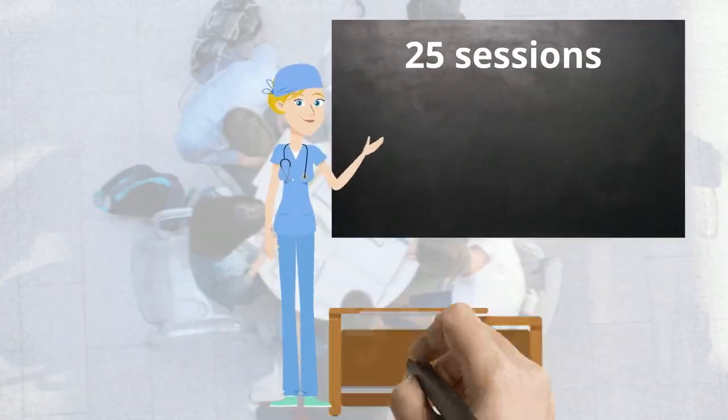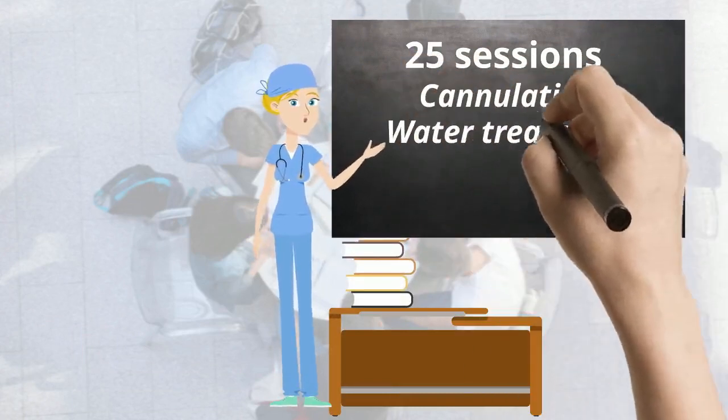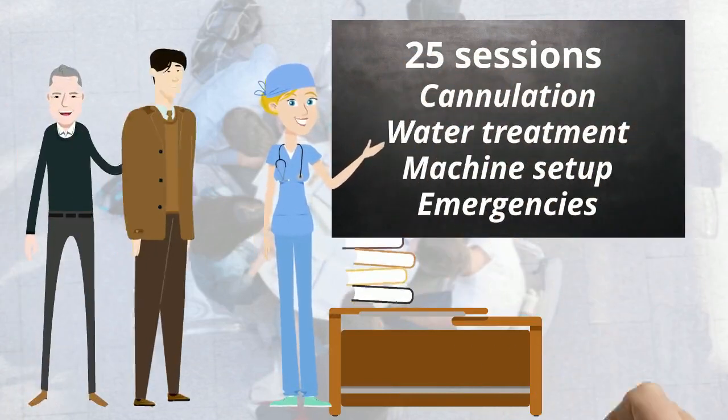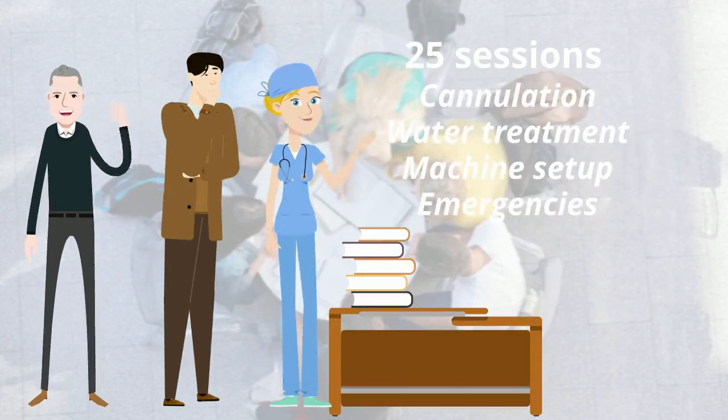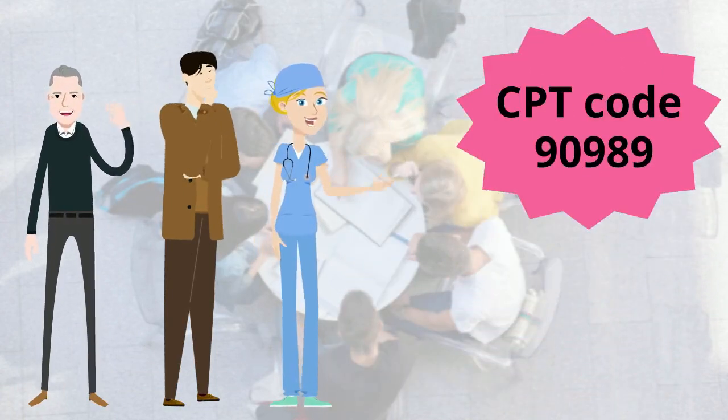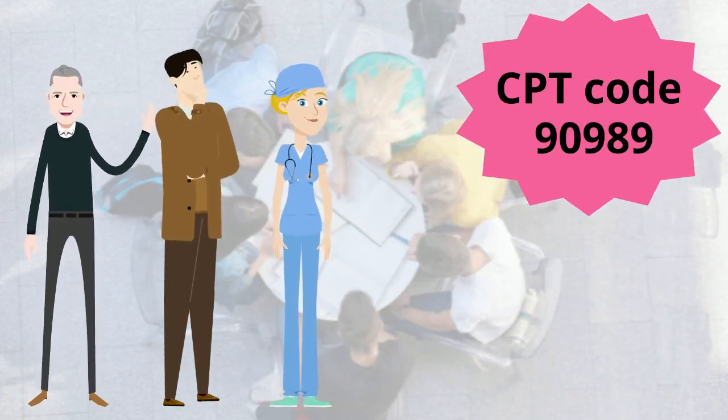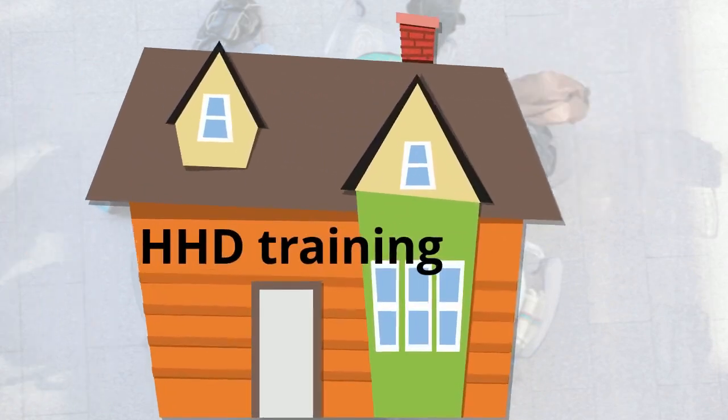Patients who want to learn this modality need proper training. Home hemodialysis training includes a 25-session course which covers the training for the patient and/or a caregiver. The CPT code is 90989. After all, home was not built in a day.